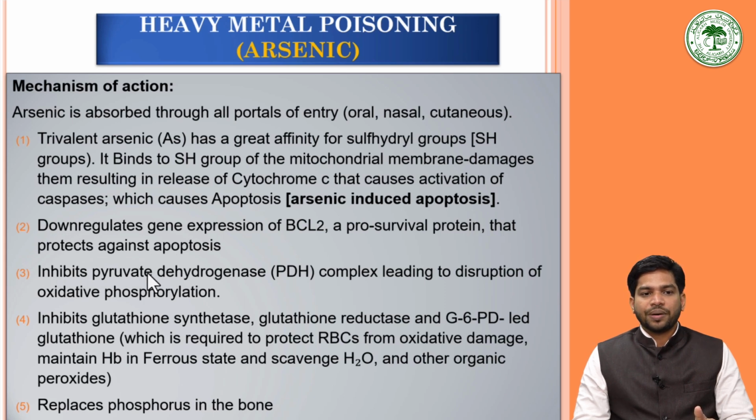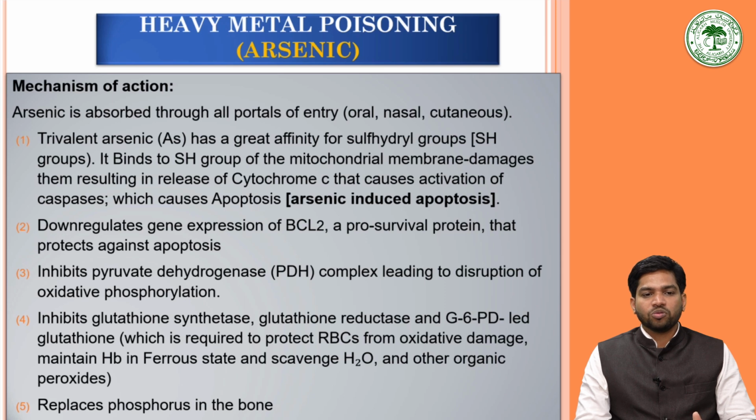Then it inhibits the pyruvate dehydrogenase complex, leading to disruption of oxidative phosphorylation. Then it inhibits the glutathione synthetase enzyme, glutathione reductase, and the glucose-6-phosphate dehydrogenase that results in the decrease in the glutathione, which is required to protect the RBCs from the oxidative damage and to maintain the hemoglobin in ferrous state and scavenge water and other organic peroxides. It also replaces phosphorus in the bone. So, for the confirmation of the arsenic toxicity, samples from the bone may be taken.